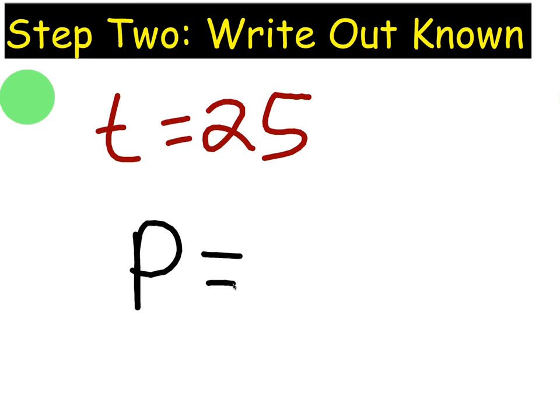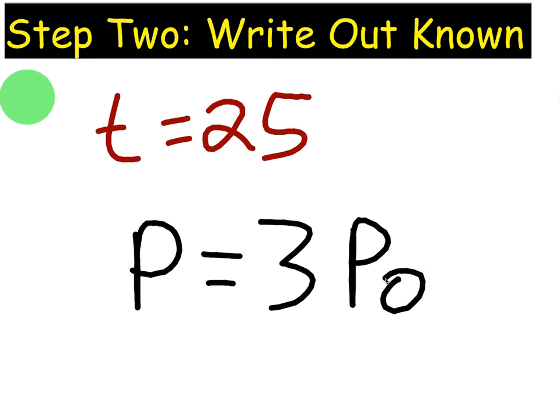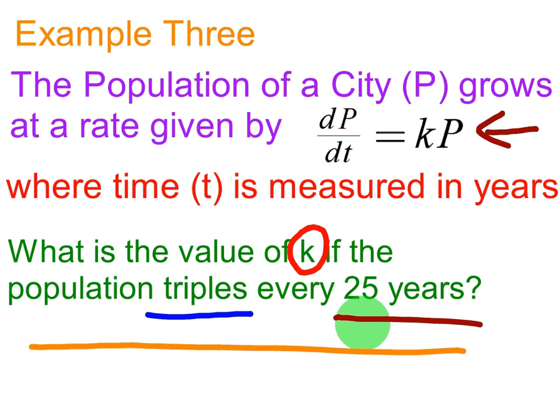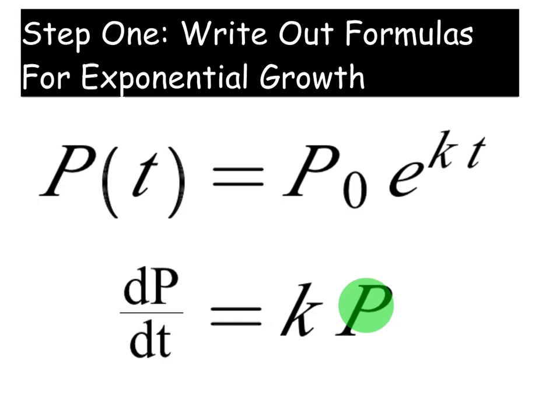P is equal to 3 times the initial population. In other words, after 25 years, if the initial population was, say, 1,000, then the new population would be 3,000. We would triple that, or multiply it by 3. So again, that takes a little bit of insight.